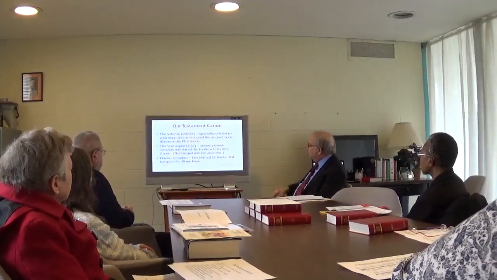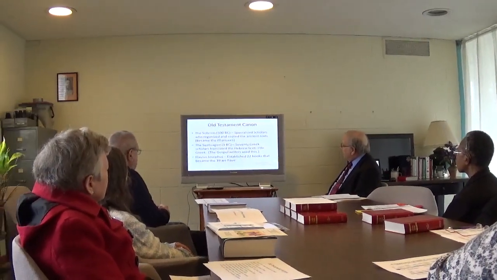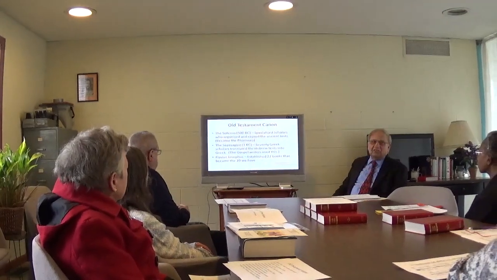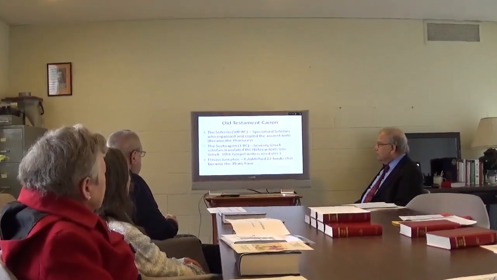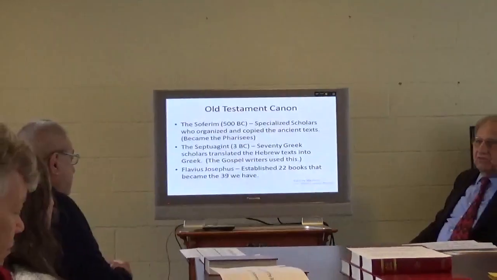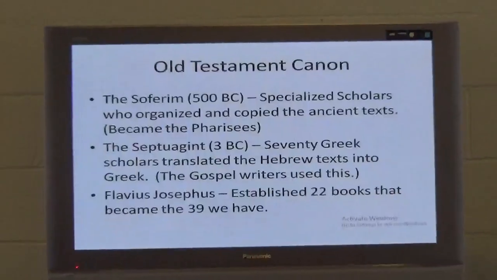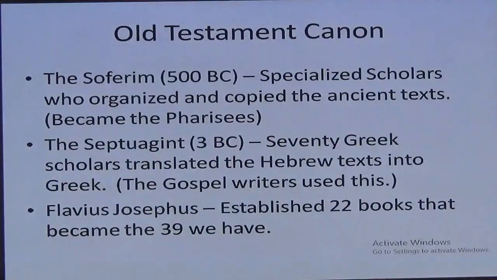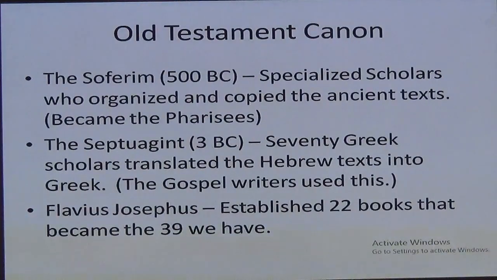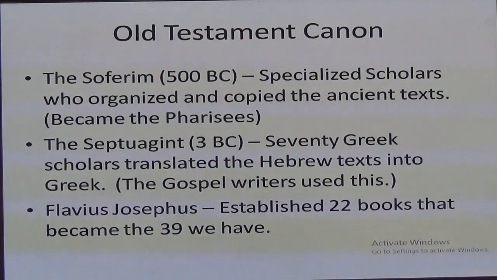Then there was Flavius Josephus, and he was quite a character. He was like the number one historian as far as the Jewish people were concerned. He came up with 22 books, but we split them up later on, and it came to the 39 we have. They were the same texts, but they liked to keep them in smaller books back then because they were copying them on papyrus, and that was less work.